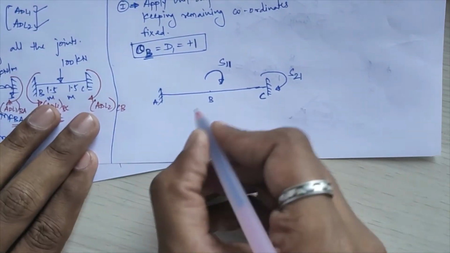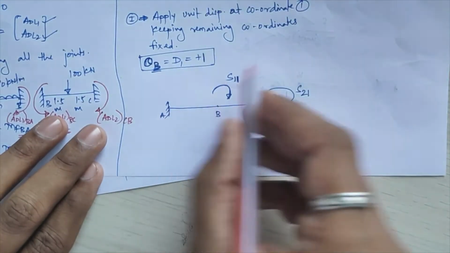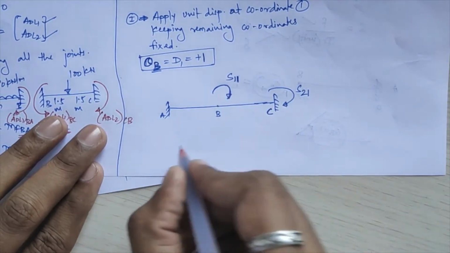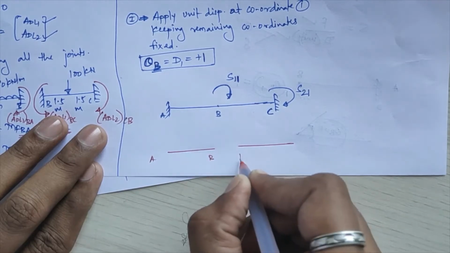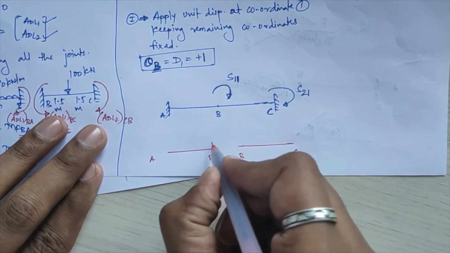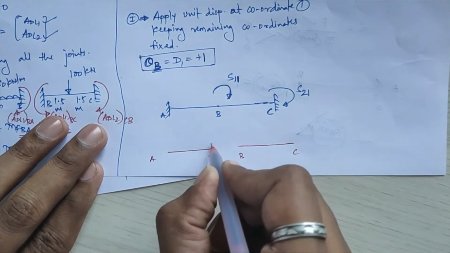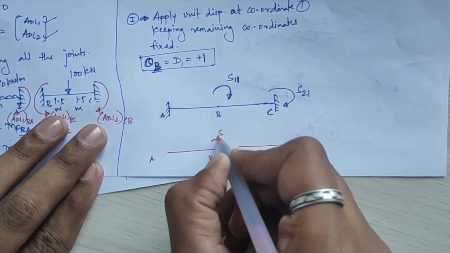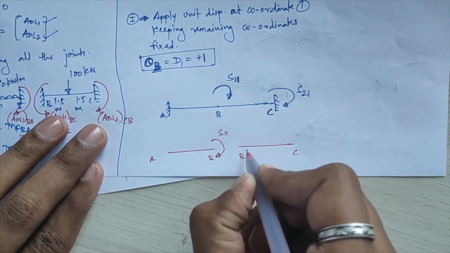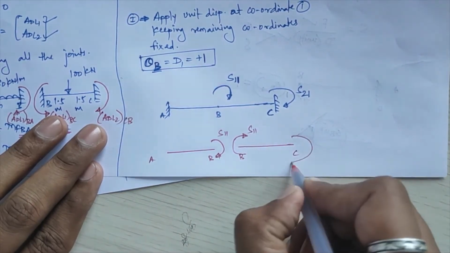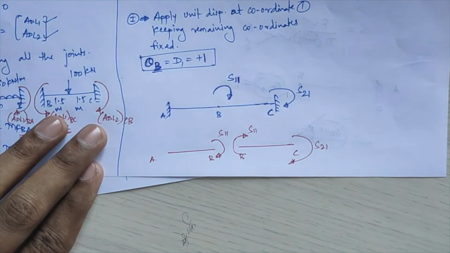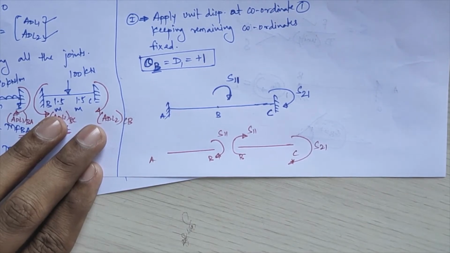So if I see the unit displacement theta b, I have to assume it in the clockwise direction. Suppose these are my two members AB and BC, and here I am applying my unit stiffness S11, again at point B but in clockwise nature. So in this way S11, and here I am having S21. Now you have to apply theta b equal to 1.